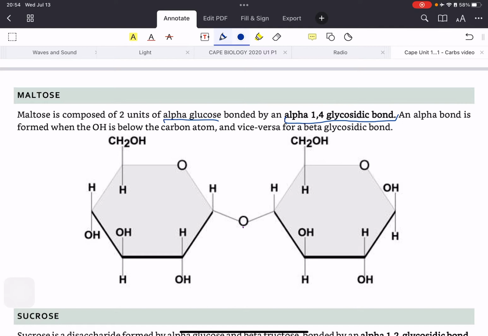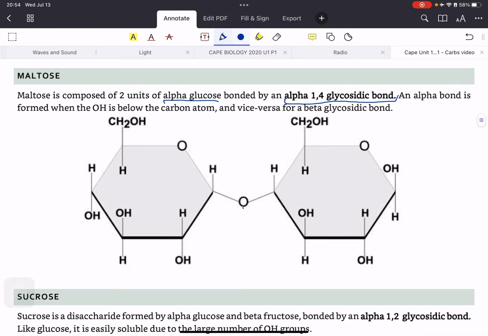So again, the alpha bond is formed when the OH is below the carbon atom on the bottom, right? And if it was a beta glycosidic bond, then the OH would be above the carbon atom, as we just saw, right? So these here are two glucose molecules combining together to make the maltose, right? Now let's look at this over here.